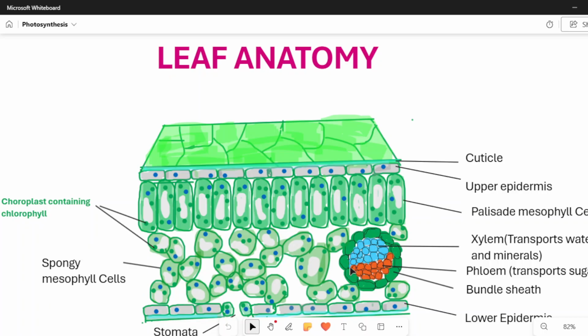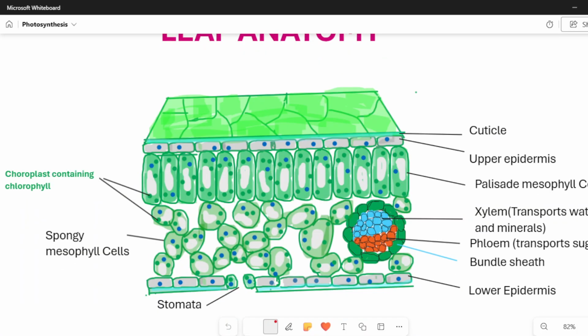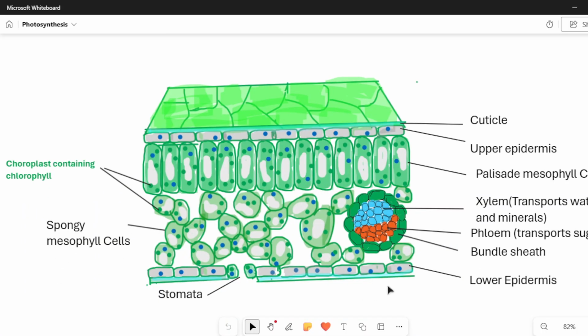Okay. Now this is the lower epidermis. Again, we have the cuticle here protecting the lower part of the leaf. Then we have the stomata. Stomata is the opening through which it takes in carbon dioxide, gives out oxygen, or takes in oxygen, gives out carbon dioxide through this hole. This is protected by two guard cells which open when they want to breathe in the air and close when it does not want to breathe any air.